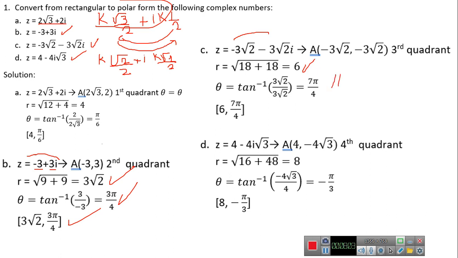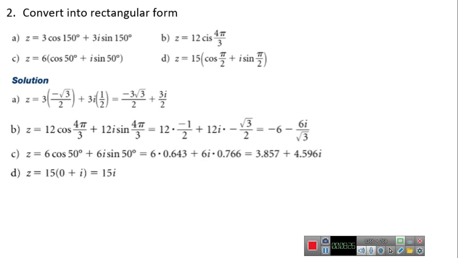Here this is in the third quadrant, so r will be the radical of a squared plus b squared, which is 6. If you do tangent inverse, the calculator will give you pi over 4, as we said. You add pi to it, so it will be 5 pi over 4. It's very simple to convert to polar form. Here this is a, this is b, in the fourth quadrant. So r is 8 and the tangent inverse of y over x, the calculator will give you directly minus 60 degrees. So this is the polar form.